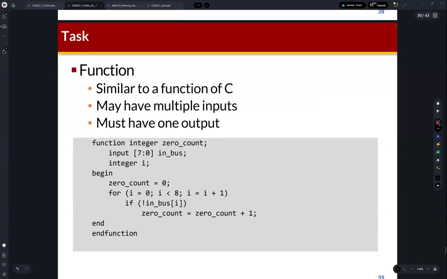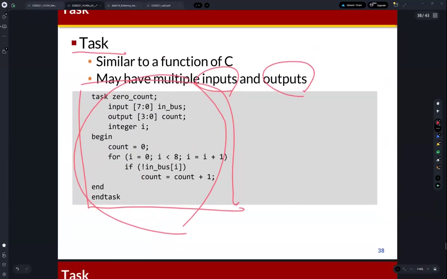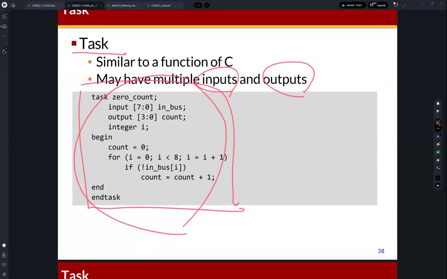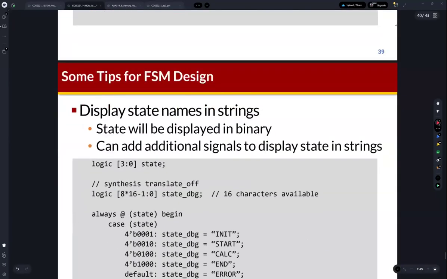SystemVerilog also supports functions. It's similar to a function of C, but a function must have one output. In the task, you can find multiple inputs and outputs. But in the function, you can find that the function does not have any output here. But you can find the function name is used as the output.